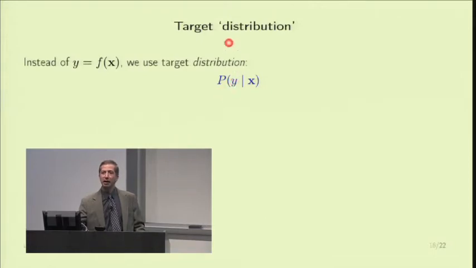Some y's are more likely than others in this case. Here, one y was possible and the rest were impossible. Okay? So now we make it a little bit more accommodating this way. So now we have a target distribution instead of a target function. Let's follow it through.